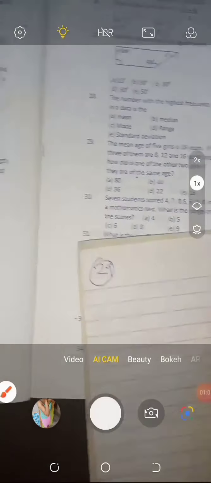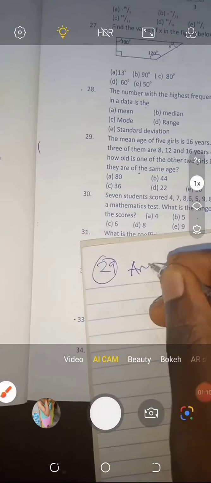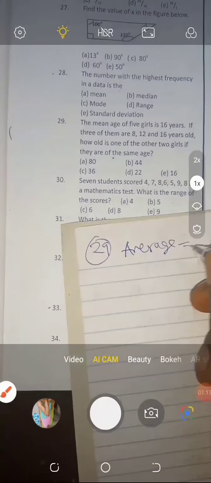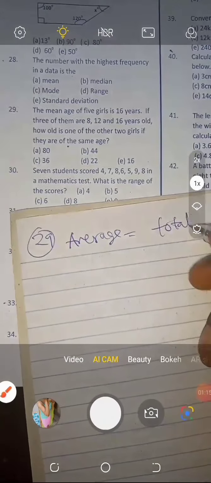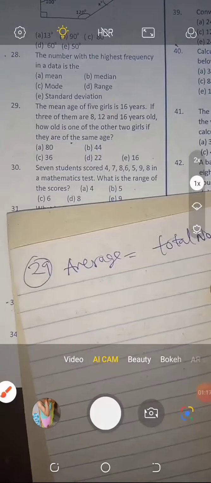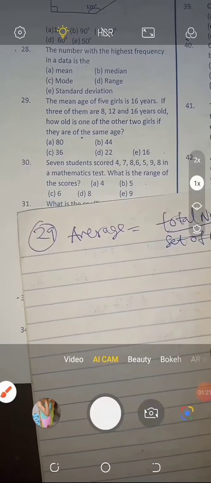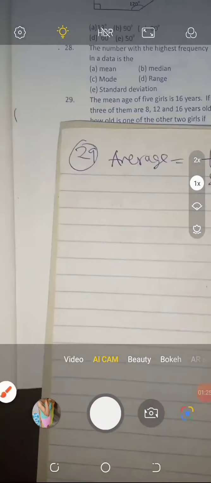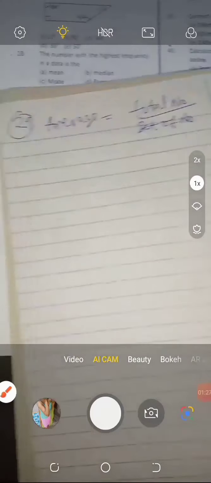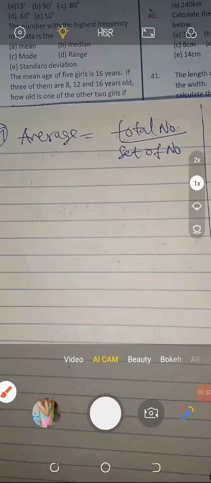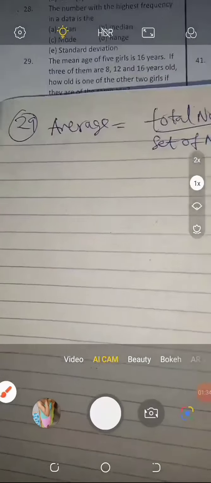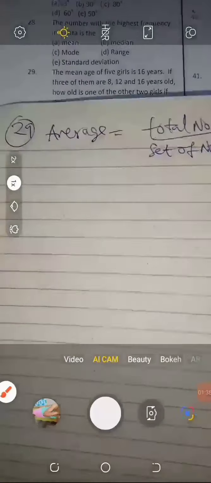So let's go ahead. Remember that average is equal to total number all over set of numbers. Set of numbers means that if there are 5 numbers, we just say 5. If there are 6 numbers, we say 6. If there are 7 numbers, we say 7. Then the total number is just the summation, the sum of those numbers.